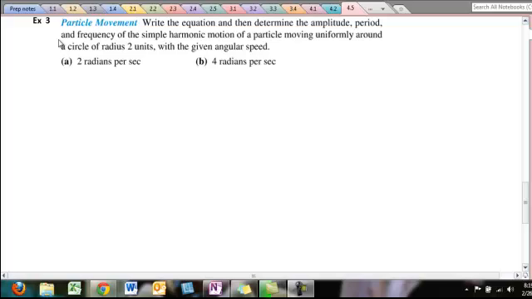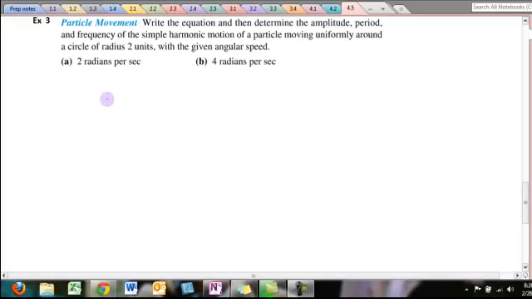Okay, we're going to look at two more examples discussing other types of motion for simple harmonic motion. In this example right here, we're talking about a particle movement where we have something that is moving uniformly around a circle that has a radius of 2 units with the given speed down here. And I want to find out what the equation is.